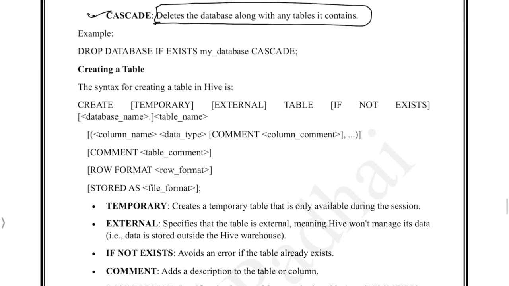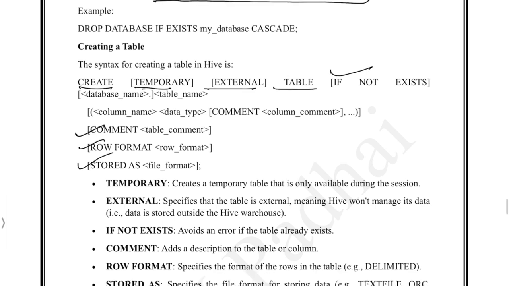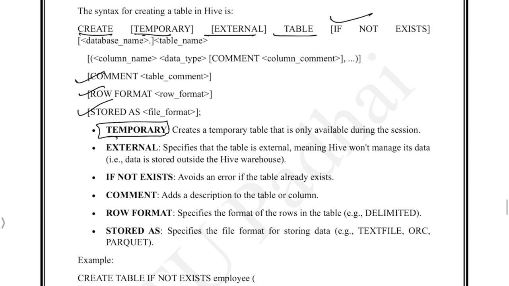This is all about creating a table. CREATE TEMPORARY EXTERNAL TABLE, IF NOT EXISTS, with the table name, columns, row format, and STORED AS whatever format you want. First is TEMPORARY. It creates a temporary table that is only available during the session.